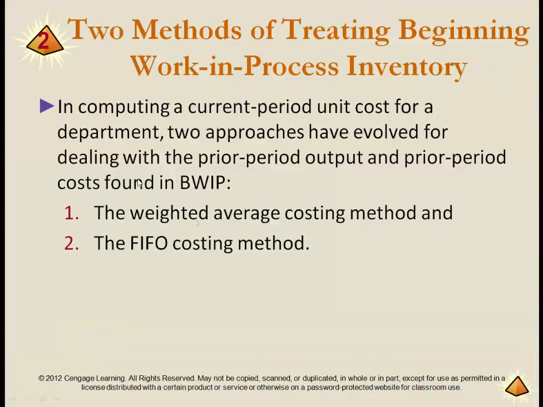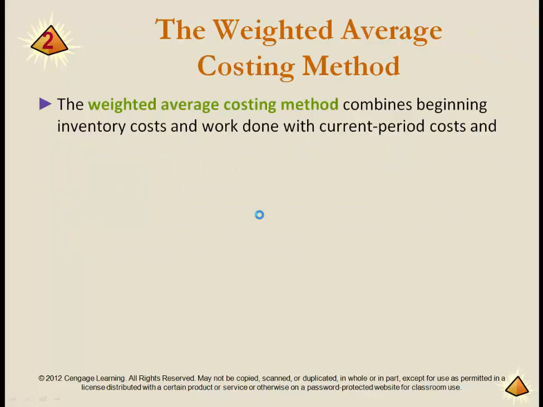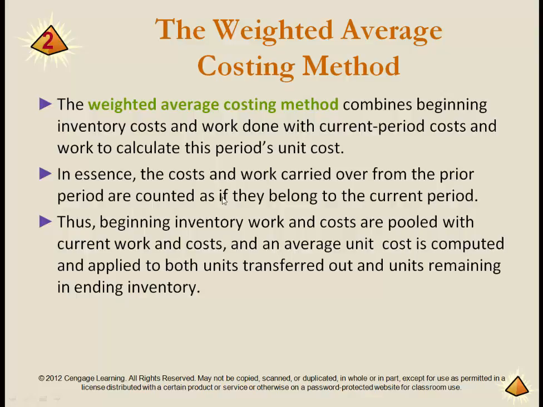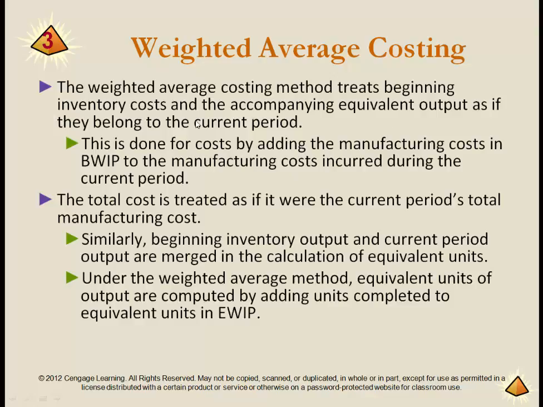There are two different ways we can make this calculation, and we talked about this earlier, but we're going to focus primarily on the weighted average costing method. There's also a FIFO method, but I want you to just understand the basics of the weighted average costing method. The weighted average cost takes the beginning inventory cost and the work during the current period to calculate the current period's cost. The costs are carried over from the prior period as if they belong in the current period, and the beginning inventory work costs are pooled with current costs to come up with an average cost.